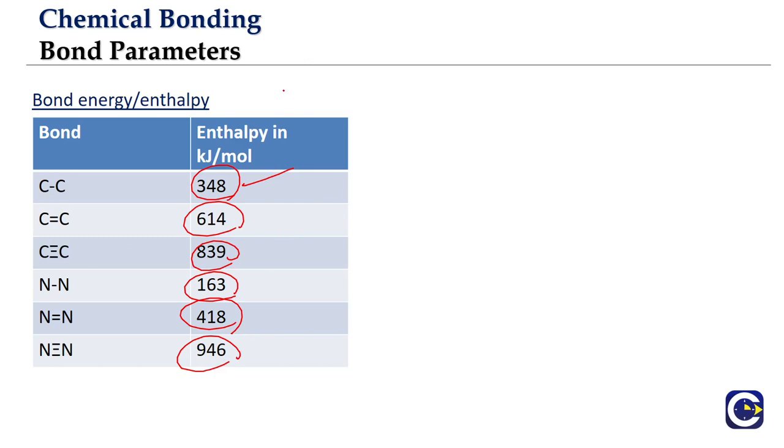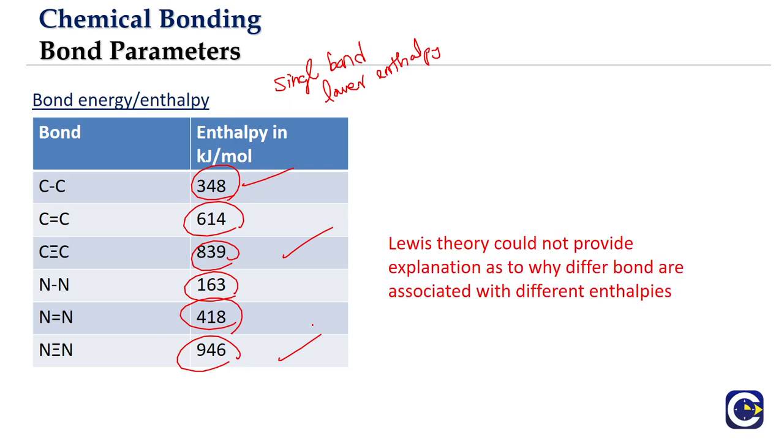Between two atoms, the single bond will have a lower enthalpy. Lower enthalpy means what? Always understand this in terms of energy consideration. Lower enthalpy means it is easy to break the single bond. In this case, for both carbon as well as nitrogen, we see that the triple bonds have the maximum enthalpy, which means breaking of the triple bond will be the most difficult. Okay, so the enthalpy is also something that is not addressed by the Lewis theory.